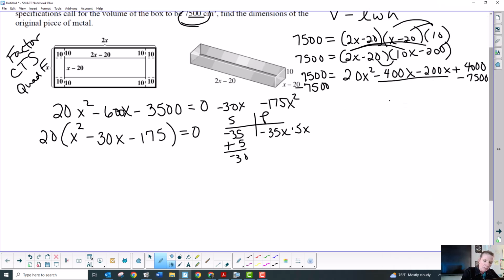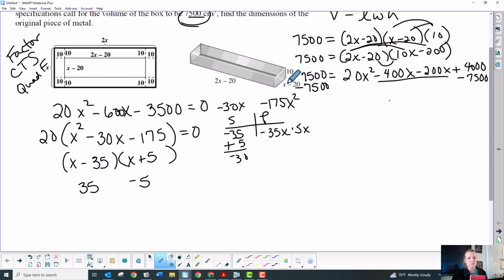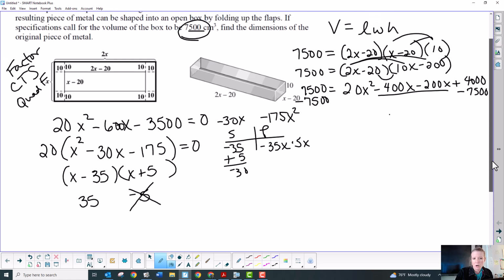Because there's no number in front of this x squared, I can factor using my shortcut. So x minus 35 and x plus 5. So my answers would be 35 and negative 5. Now x minus 20 is a side, so it wouldn't make sense for my x to be negative 5, because if I did negative 5 minus 20, I would have the side be negative 25, and I can't have a negative side, so I just throw that away.